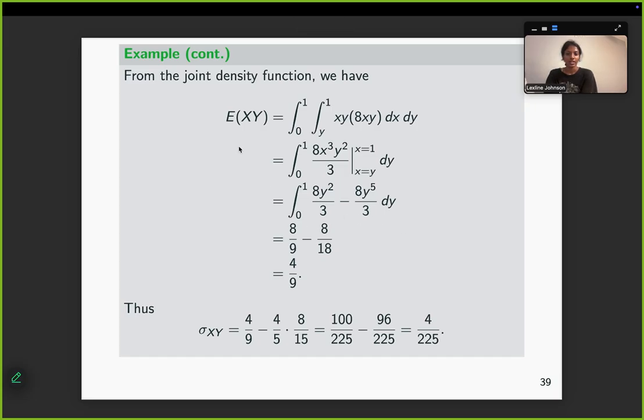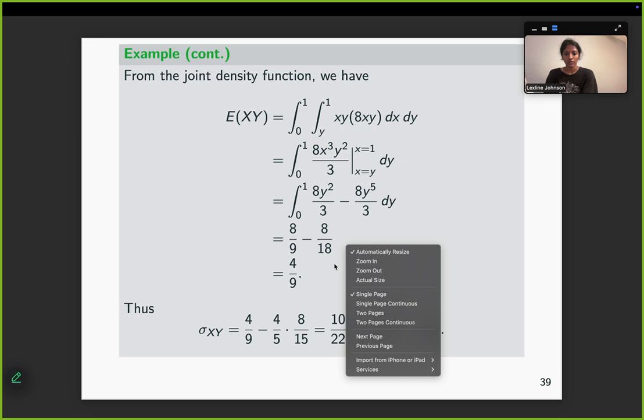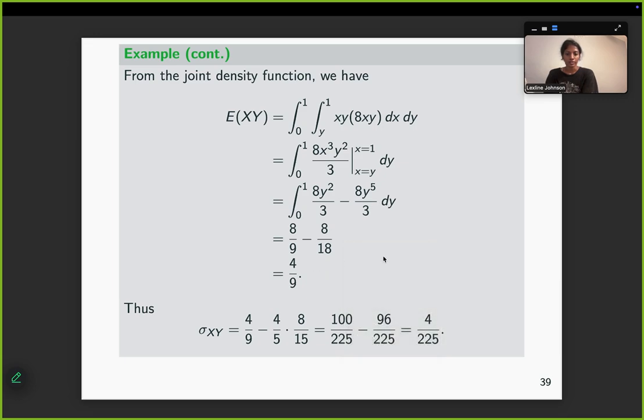Finally, we need to find our expected value of XY for our joint density function. We take our 8xy from our previous function, multiply it by x and y, and then find the double integral from y to 1 with respect to x and 0 to 1 with respect to y. When we solve that, we should get 4/9.